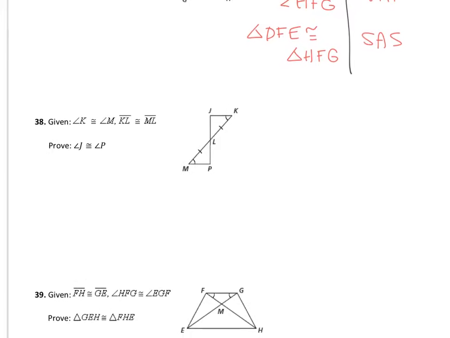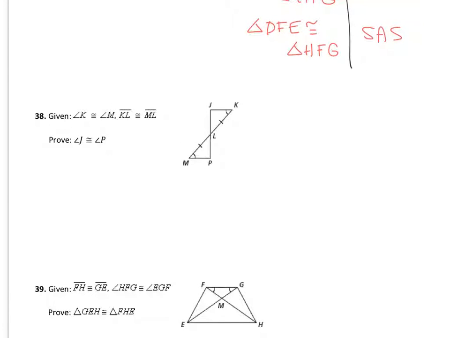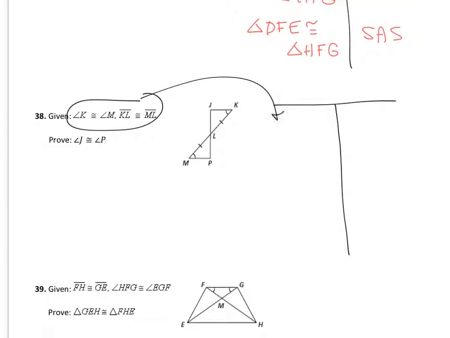And then 38 down here, you're given that angle K is congruent to angle M, that's marked, and that KL is congruent to LM, that's marked, so I write by given. Now I've used everything else, so now I look at my diagram. Well, I can write that these two angles are congruent, so angle JLK is congruent to angle PLM by vertical angle theorem.